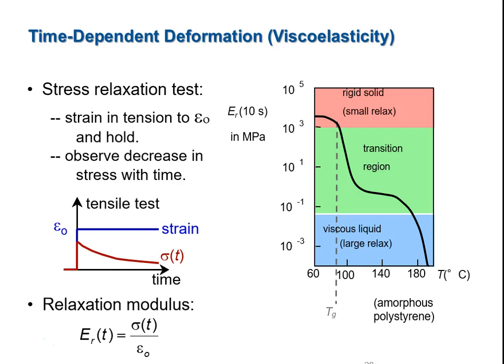So again, we're going to strain it to some original strain, which could be pretty big, and then we're going to look at the time-dependent stress within that material. How hard per unit area does it pull back? This is not to be confused with Young's modulus, because this definitely includes a lot of very permanent deformation and plastic types of mechanisms, viscous flow. So even though it's a capital E, it is not Young's modulus.